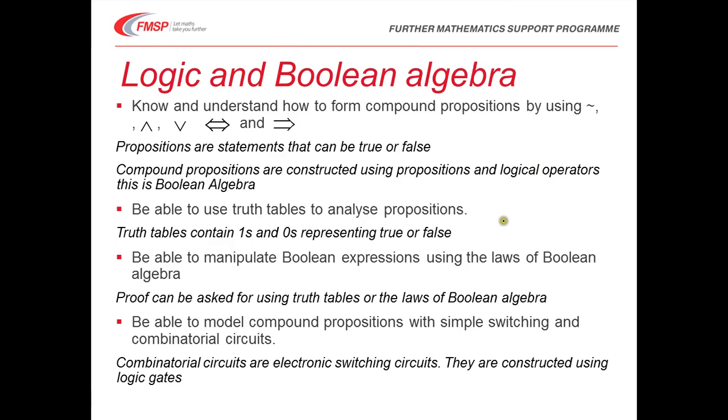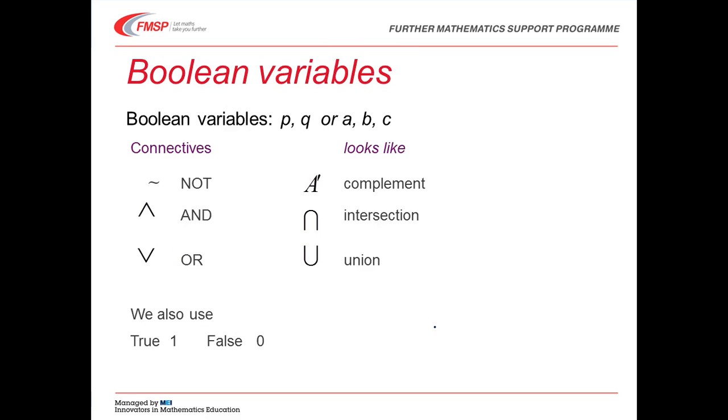You also have to be able to use truth tables to analyze propositions, and in truth tables we use ones and zeros to represent true and false. You have to be able to manipulate Boolean algebra expressions using the laws of Boolean algebra, and to be able to model compound propositions using circuits. So let's have a look at some questions and see how it comes out.